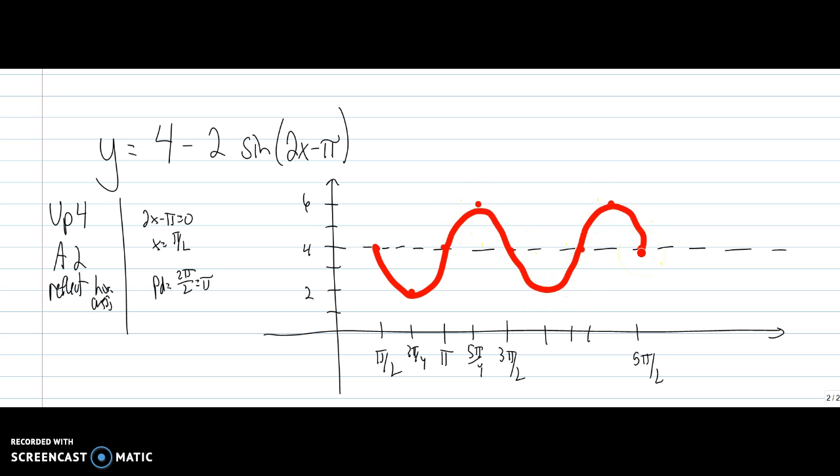And our graphs aren't going to get any more difficult than this. We have all kinds of variations. We just take them step by step.